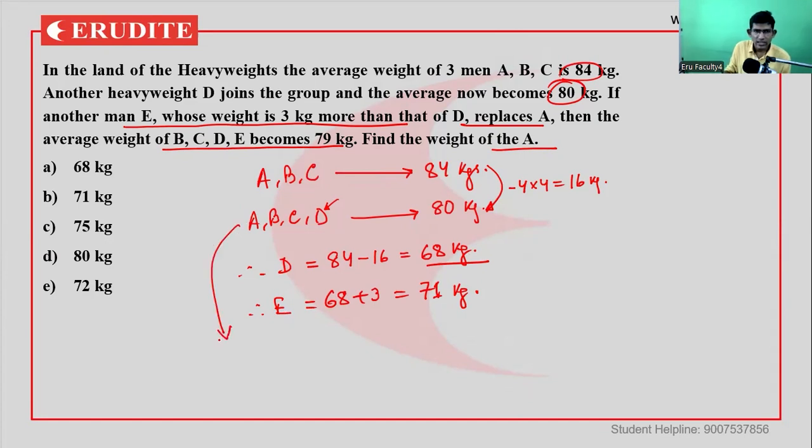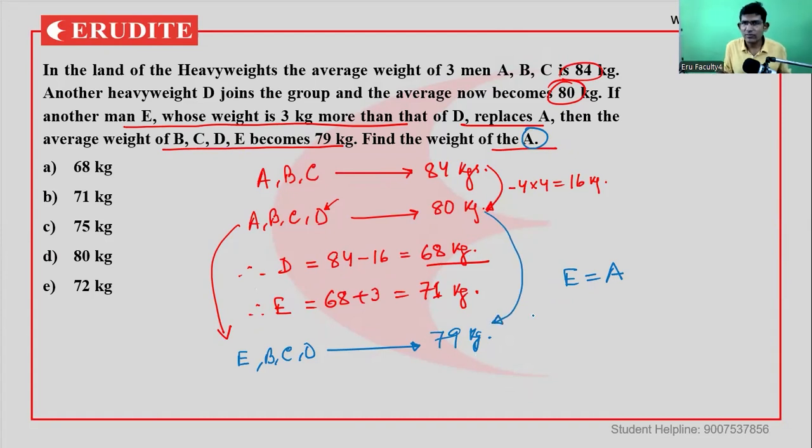Now, if E replaces A, then what happens? That means E, B, C, D. Now their average weight becomes 79 kg. So what's the weight of A? Now again the same logic, you see. If E's weight was equal to A, then the average would have remained 80 kg. There would be no change in average. But now it says the average was 80, now it has become 79. That means the average has decreased by 1 kg.